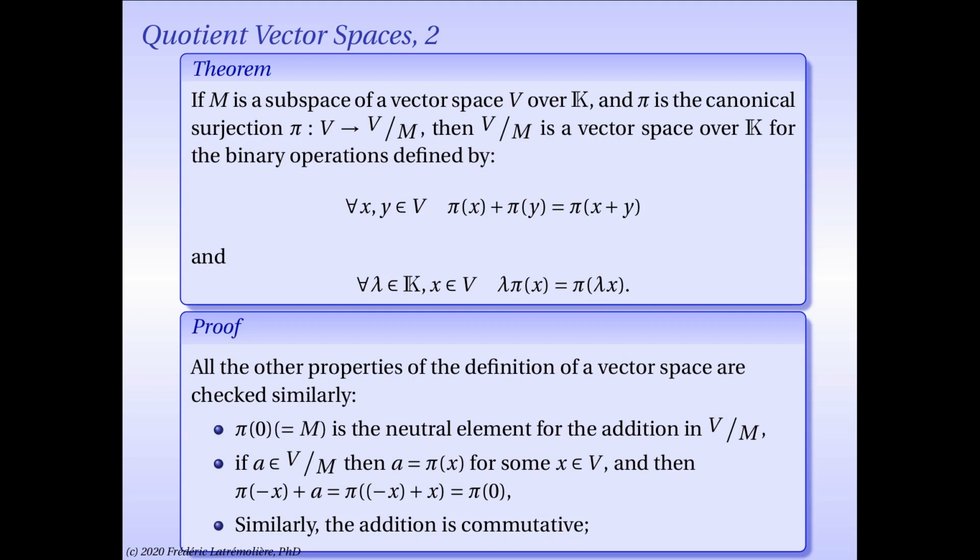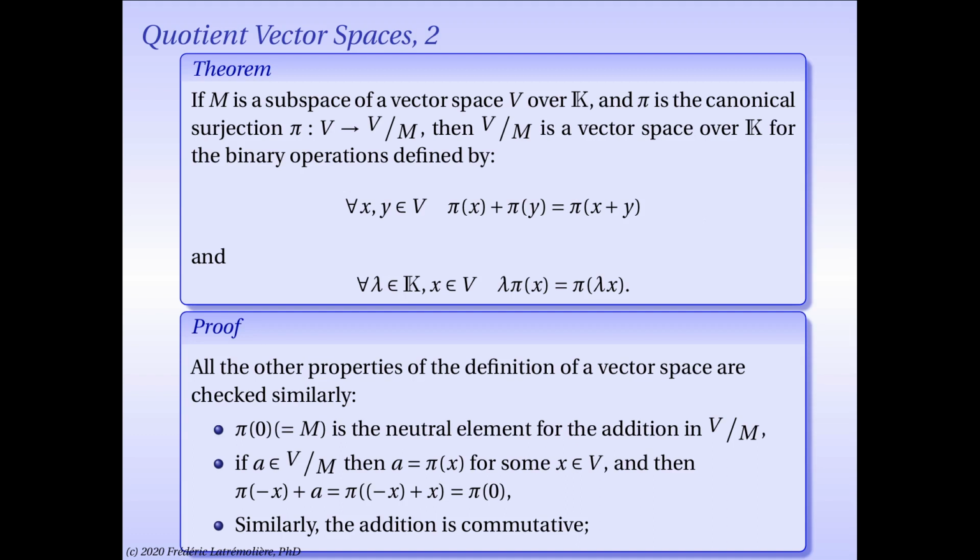Then you take this x in your vector space V. It has an opposite in V for the addition, minus x. And then I take the class of minus x. And if I add it to A, I get the class of 0. And this is fine because, again, we know that whatever vectors I would take in the class of minus x, I would get the same result because we've already shown that our addition is well defined. So we have an opposite for any class in V quotient M.